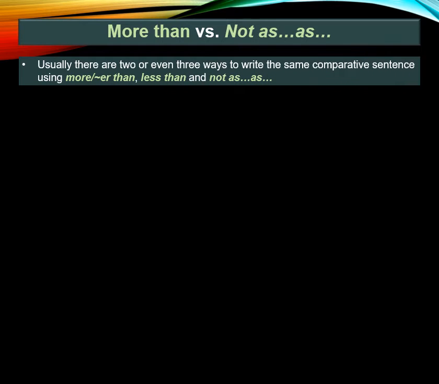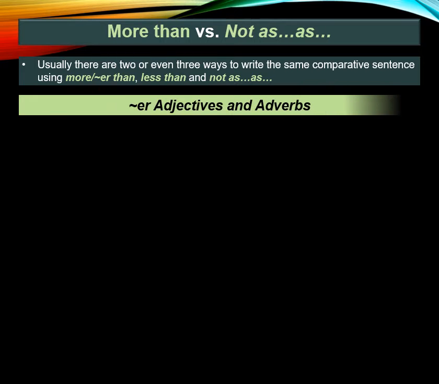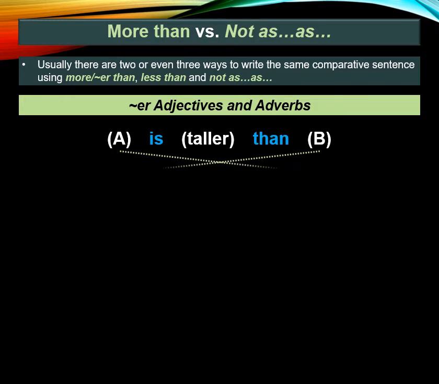Now, usually there are 2 or even 3 ways to write the same comparative sentence, using more or -er than, less than, not as, something as. So let's look at the basic patterns. -er adjectives. One thing is taller than another. You can say the same thing.